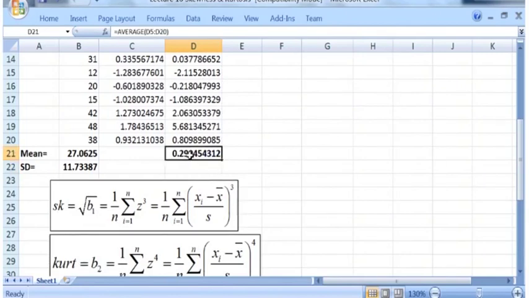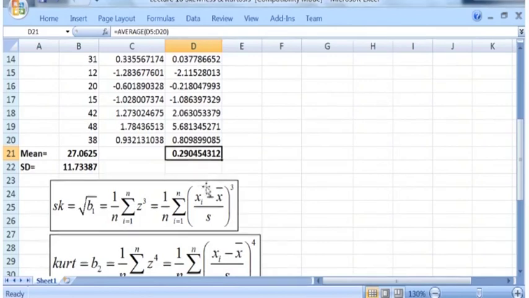Since 0.29 is close to 0, actually if skewness is close to 0, it means the distribution is symmetric. If it is positive, it means it is positively skewed. Positively skewed means the right tail is longer than the left tail. If it is a negative number, it means the distribution is negatively skewed, and graphically we can say that the left tail is longer than the right tail.